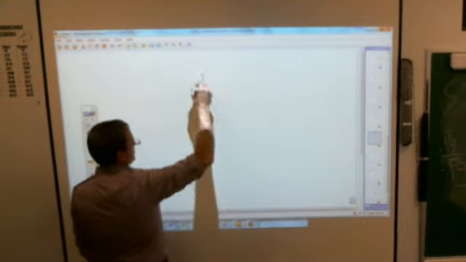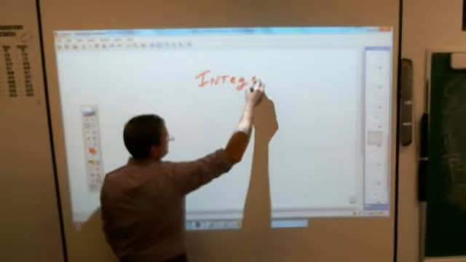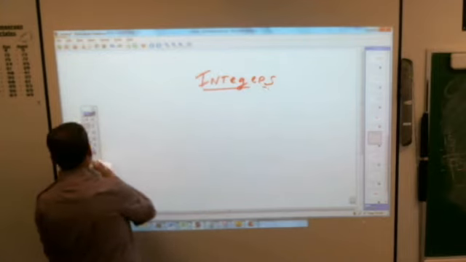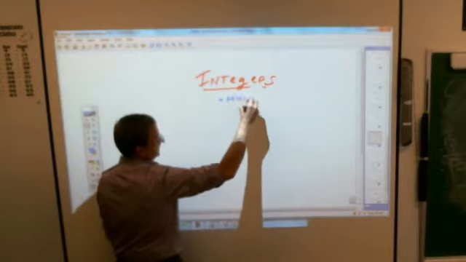Under integers, ladies and gentlemen. We've done adding and subtracting, and today, ladies and gentlemen, we do multiplying and dividing.